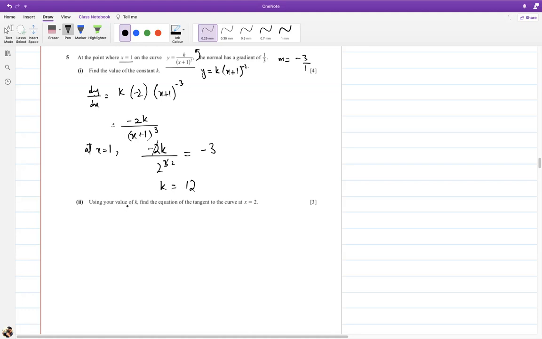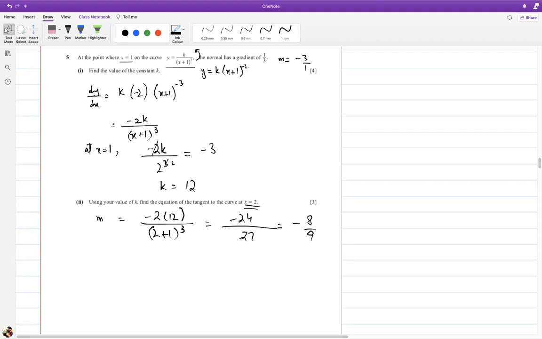Now they're saying using your value of k, so whatever value you got will be valid for this. Find the equation of the tangent to the curve at x equals 2. So we already have k, we already have the gradient. So I'll first find the gradient. The gradient is minus 2 times 12, which is k, over (2 plus 1) cubed. Why 2? Because 2 is the value of x. So that is minus 24 over 3 cubed, which is 27. So that gives me minus 8 over 9. That's my gradient. You don't have to convert it to decimals.